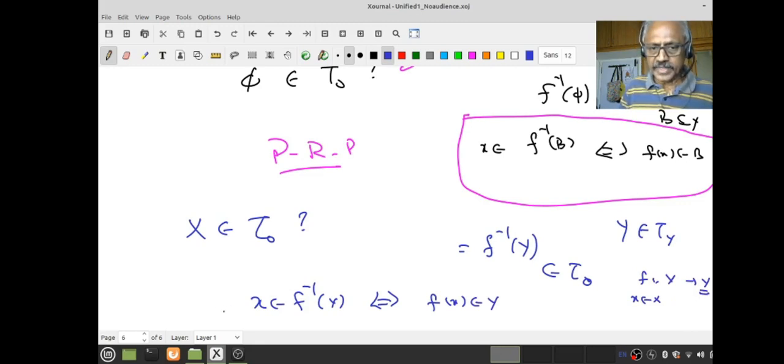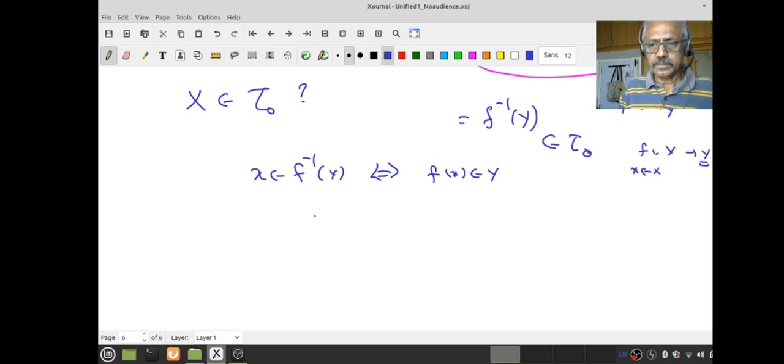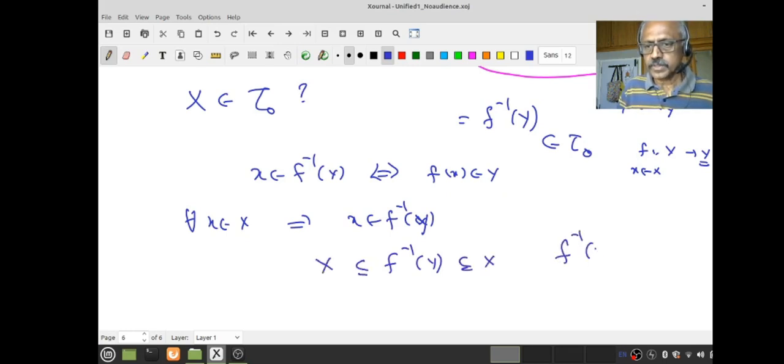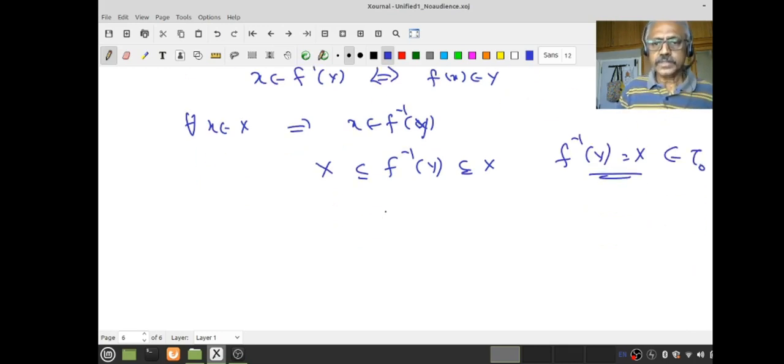Therefore, give me any x in capital X, f(x) is always in Y. That means every x in capital X belongs to f inverse of Y. I find that when I dealt with the audience, they had a lot of problems with this kind of thing because inverse images are never taught. Please go through my videos. Why? Because f(x) is always in Y. That means f inverse of Y is a subset of X, but X is a subset of f inverse of Y, therefore f inverse of Y equals X. And since Y is in tau_Y, therefore X must be in tau naught. Pause, review, proceed.